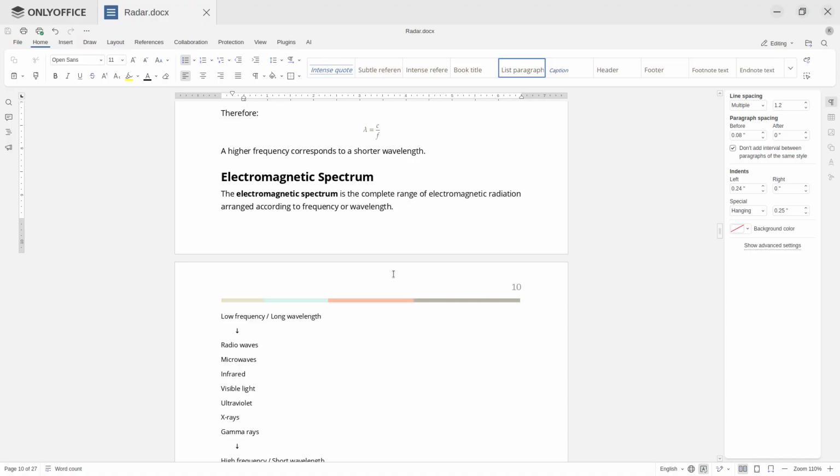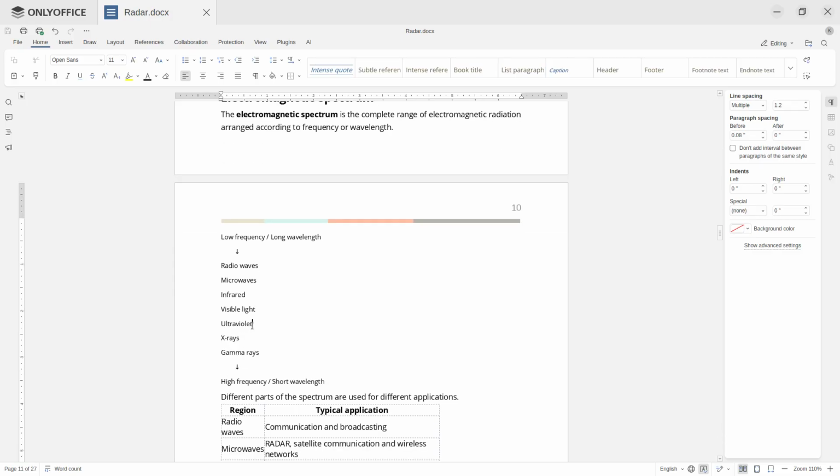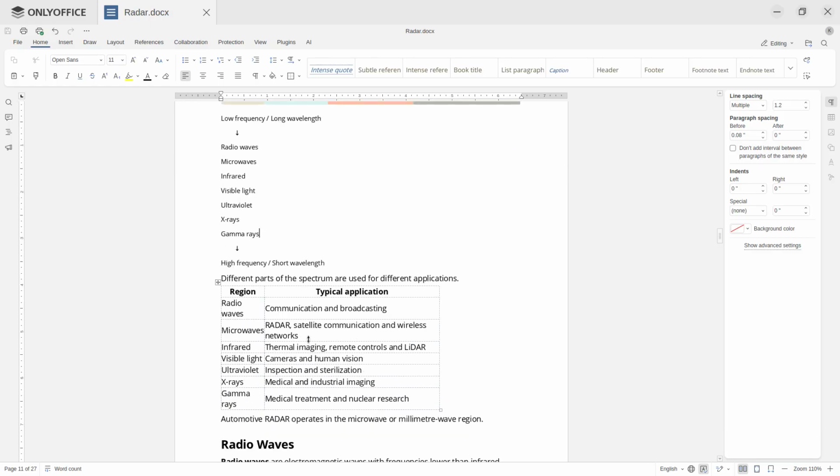Electromagnetic spectrum. The electromagnetic spectrum is the complete range of electromagnetic radiation arranged according to frequency or wavelength. Low frequency, long wavelength: radio waves, microwaves, infrared, visible light, ultraviolet, X-rays, gamma rays. These go from low frequency and long wavelength, and then at the end you have high frequency and short wavelength.